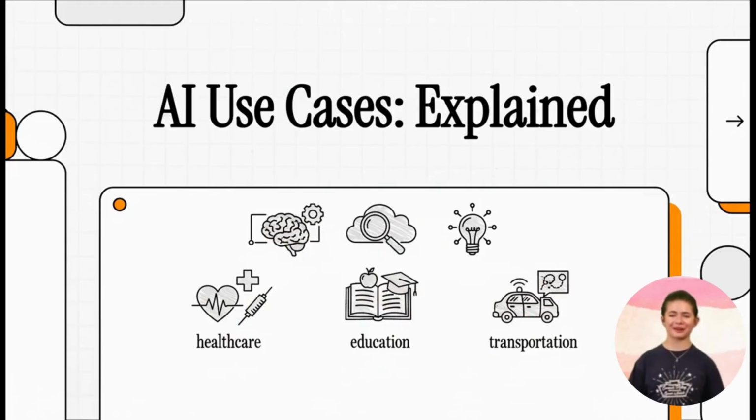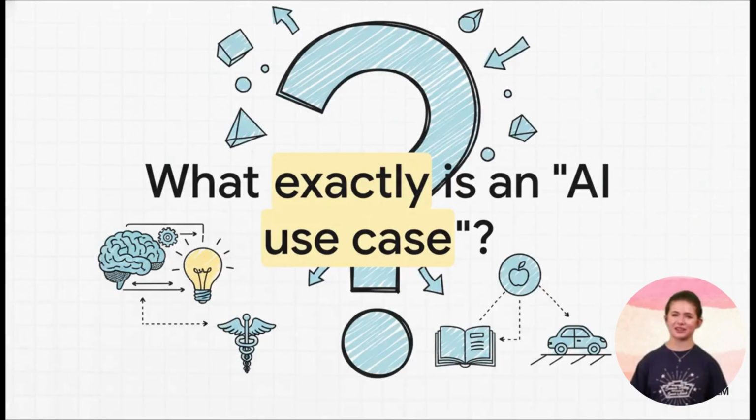Okay, so we hear about AI all the time, right? It's everywhere, but what's it actually doing for us? Today we're going to cut through all the noise and talk about something called AI use cases. Basically, the real-world stuff AI is already solving. Let's dive in. So you've probably heard this term, AI use case, getting tossed around.